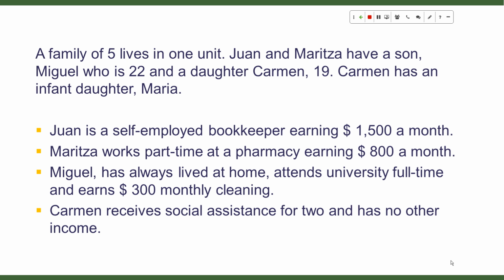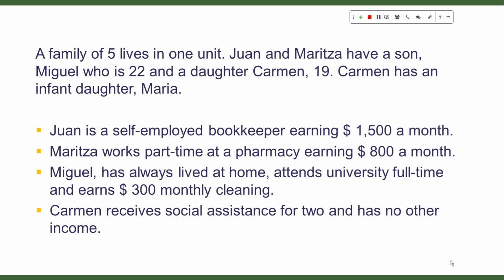So if we look again at the scenario here, I hope I've given everybody enough time to quickly jot things down. We are looking at who would be primary occupants. So we would have Juan and Maurizia as primary occupants, and then we would also have their daughter Carmen as a primary occupant.